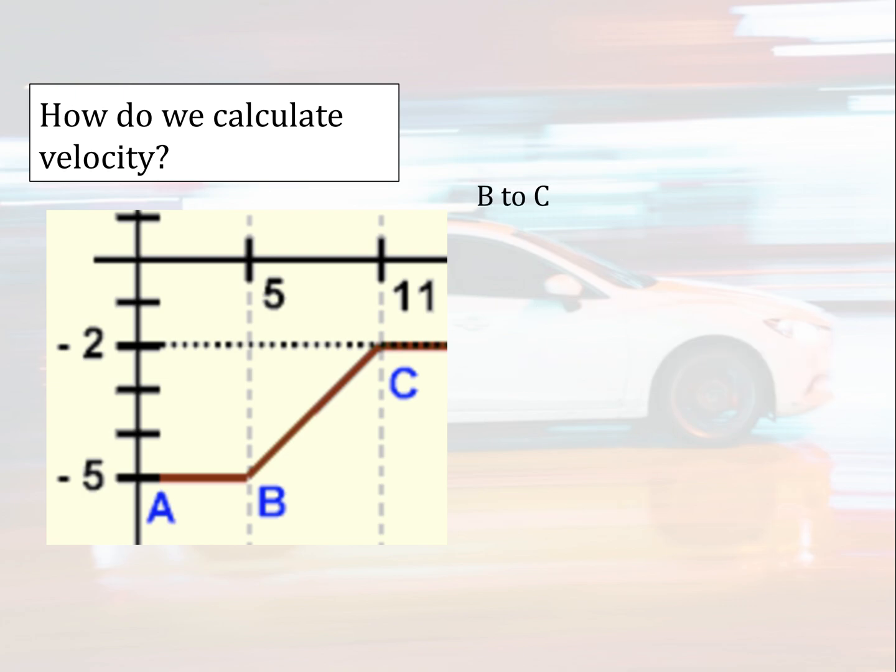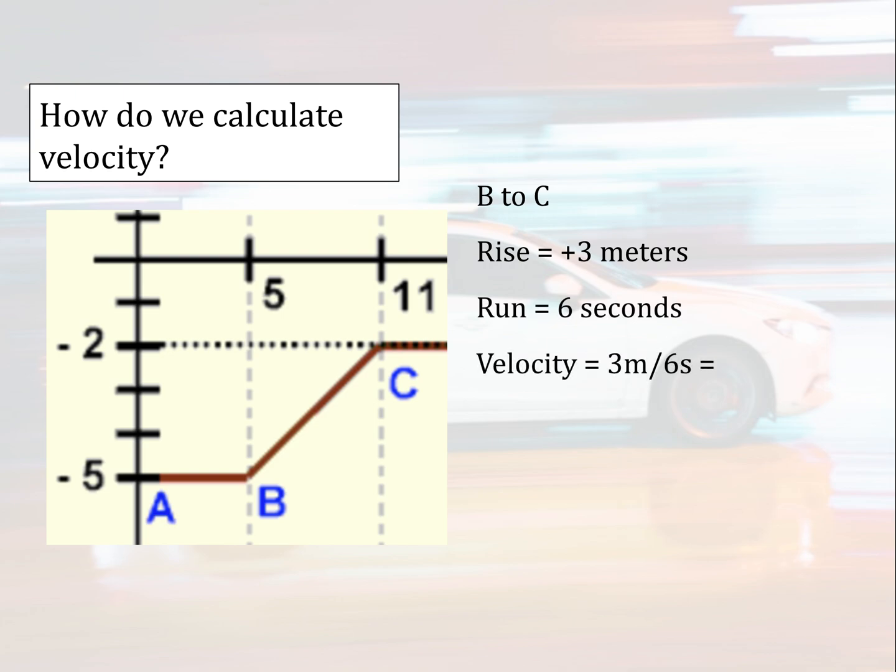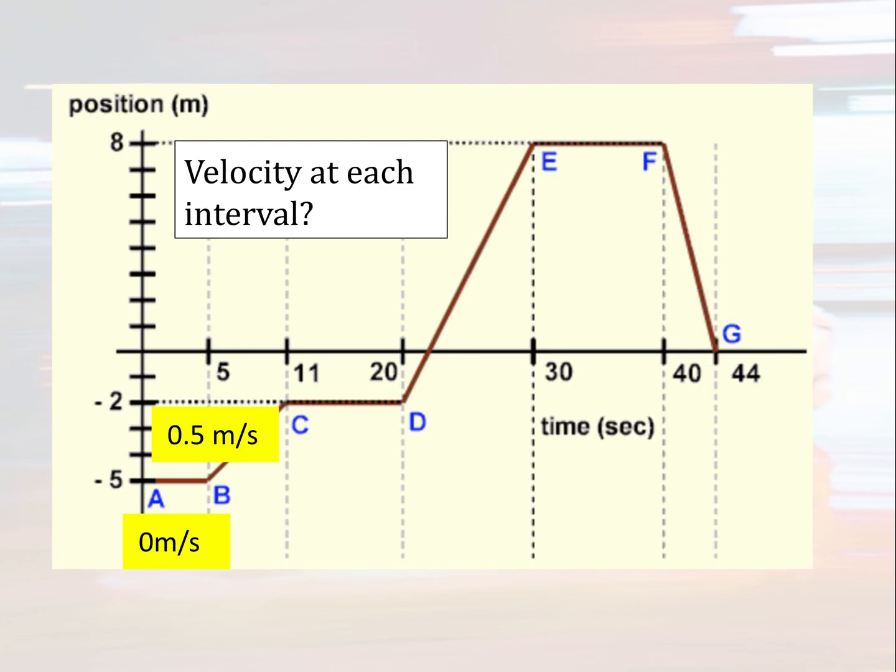From B to C, though, it is a little bit different, right? Because we have a slope, so we need to calculate that slope. So from B to C, we rise from -5 to -2. So we actually have a rise of +3 meters. We have a run from 5 to 11. So that's a run of 6 seconds. So our rise over run is 3 divided by 6, and we get 0.5 meters per second.